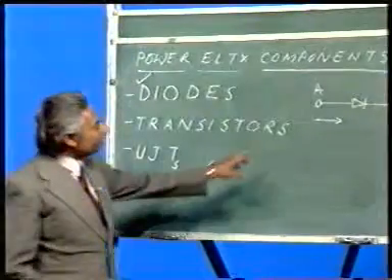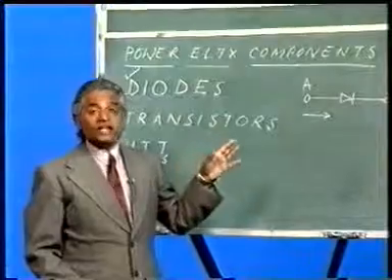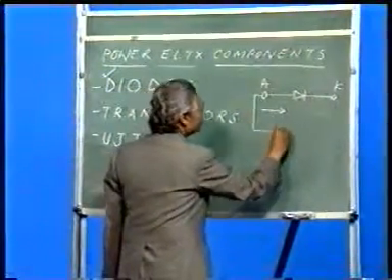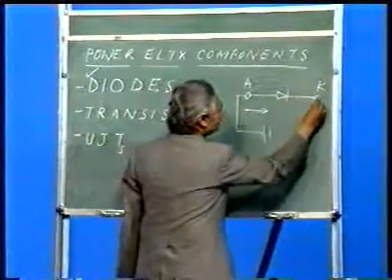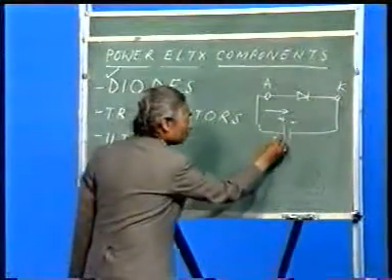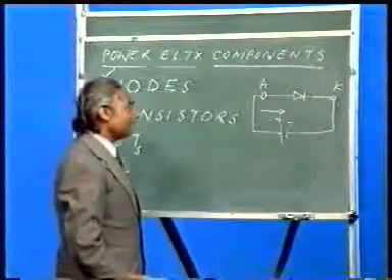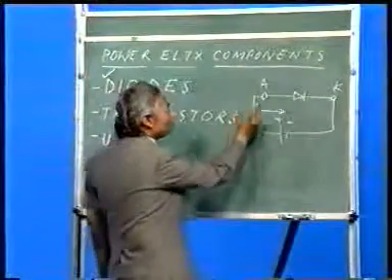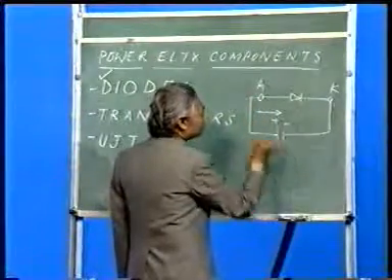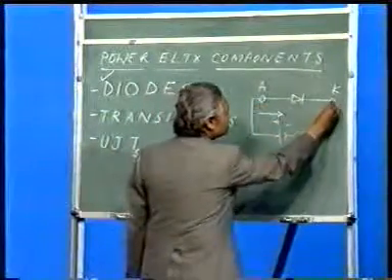Now when I give a supply to this, I have to be very careful. Since it is a unidirectional device, I have to give a positive supply to the anode and a negative to the cathode. This type of connection is known as forward biasing, and as I said, it only conducts in one direction. This will only conduct while forward biasing is done. That means positive is connected to anode and negative is connected to cathode.